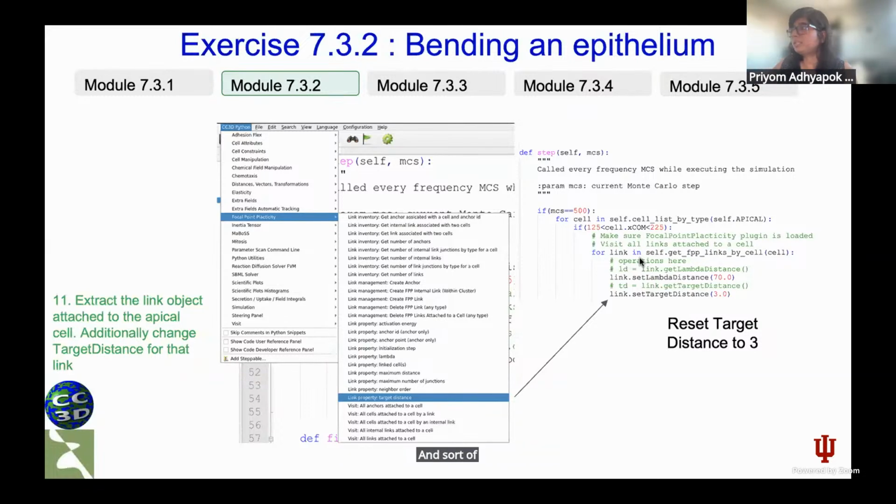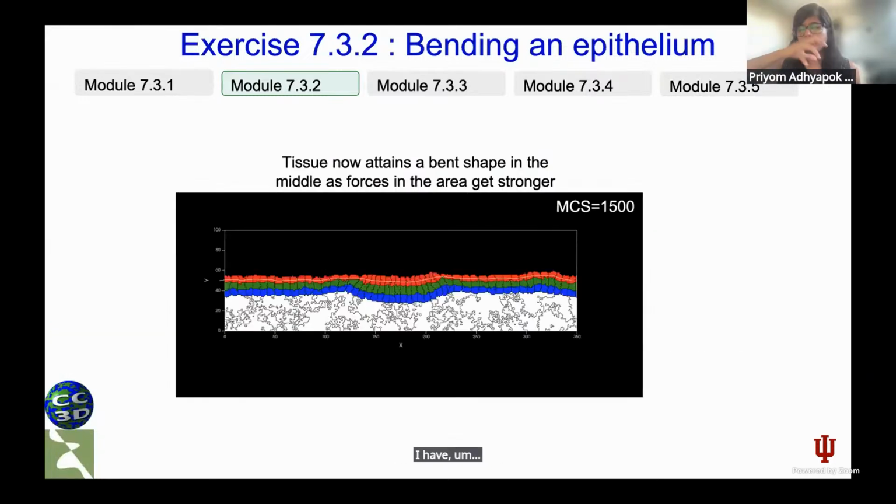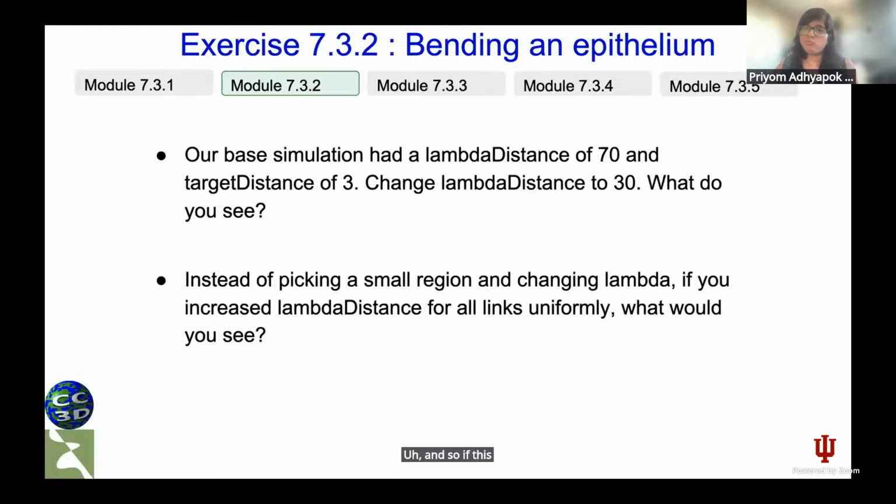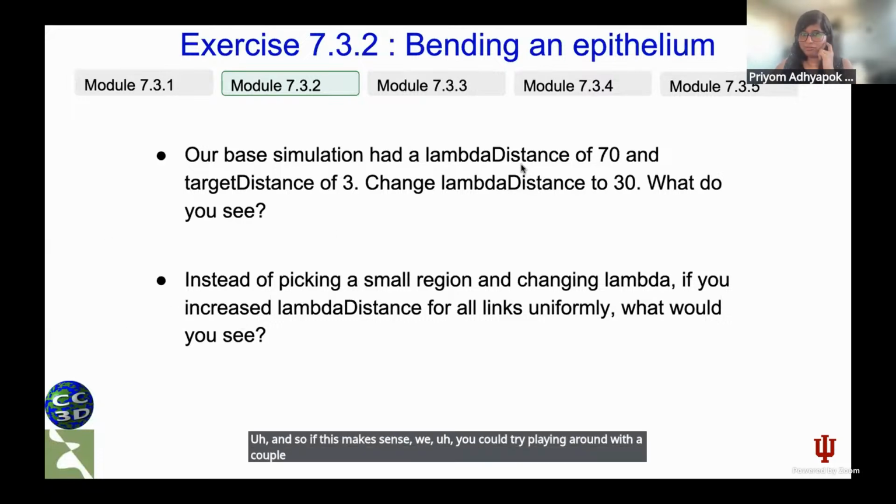And that's the key that you might think about in these processes, that there needs to be some asymmetry, some dependence on, say, time and space that we were able to incorporate here to generate this. If that makes sense, again, as the forces got stronger in the middle, we now have a bent shape. And so if this makes sense, you could try playing around with a couple of values of lambda distance.